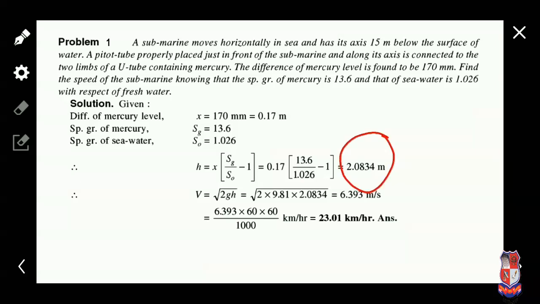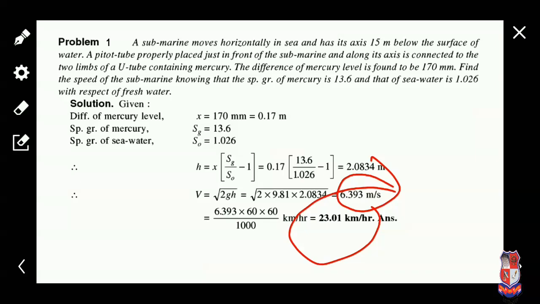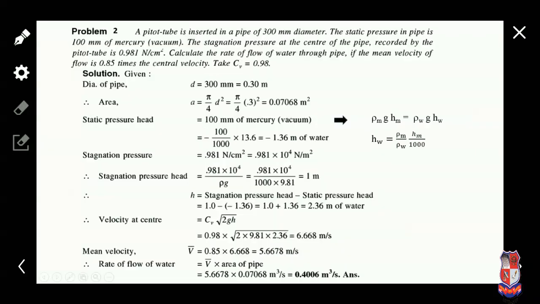So we get the value of small h, the dynamic pressure head, and put it into the equation of velocity, and we finally get the value of velocity in meters per second. We also convert it into kilometers per hour. Now let's solve the second example.